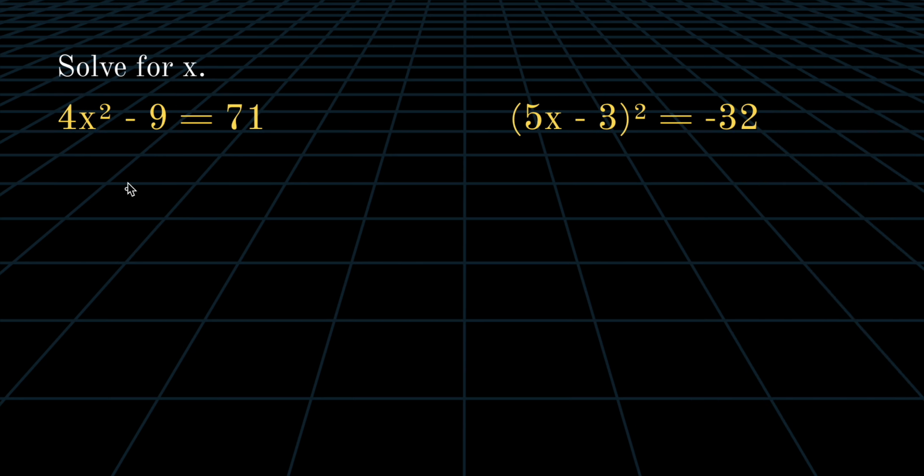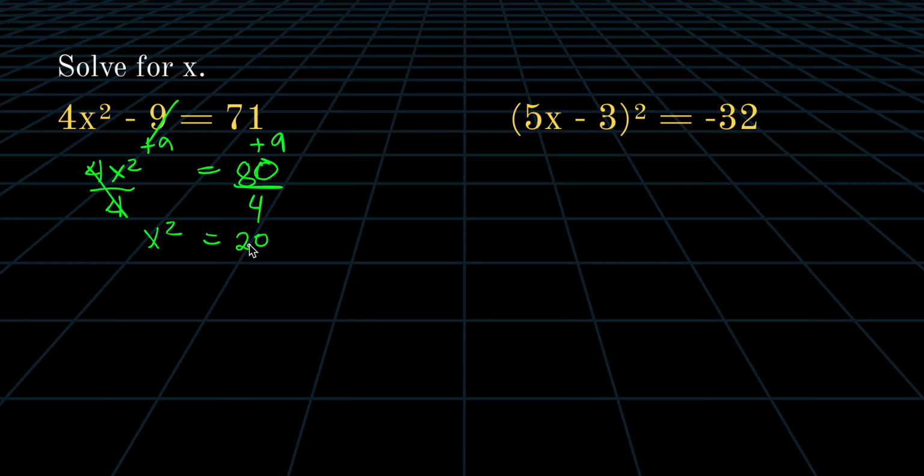Now let's move on to the next one. So we have 4x squared minus 9 equals 71. And the thing is, we can transpose negative 9 to the right side of our equation by adding 9 to both sides, leaving us 4x squared equals, this one will be cancelled, 71 plus 9, that is 80. And then we divide both sides by 4 to isolate x squared here. So we have x squared is equal to 80 divided by 4, that is 20.